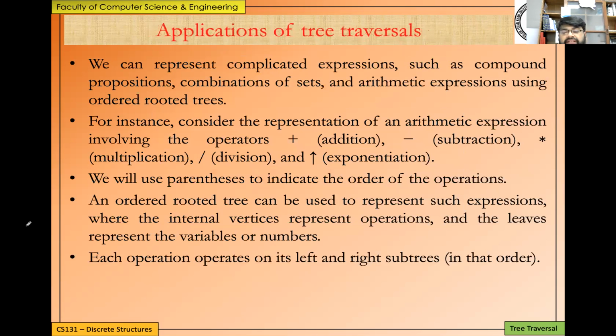So now talking about some of the applications of tree traversals, well, we can represent complicated expressions such as compound propositions, combinations of sets, and arithmetic expressions using ordered rooted trees. For instance, consider the representation of an arithmetic expression involving the operators plus for addition, minus for subtraction, asterisk for multiplication, backslash for division, and an upwards arrow for exponentiation. We'll use parentheses to indicate the order of the operations. An ordered rooted tree can be used to represent such expressions where the internal vertices represent operations and the leaves will represent the variables or the numbers, and each operation operates on its left and right subtrees in that particular order.